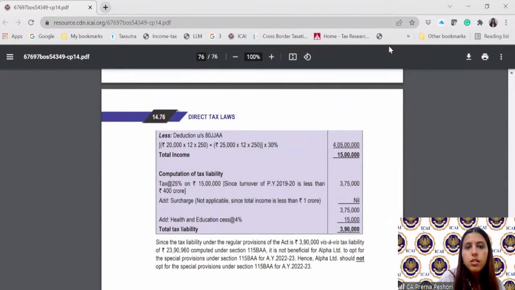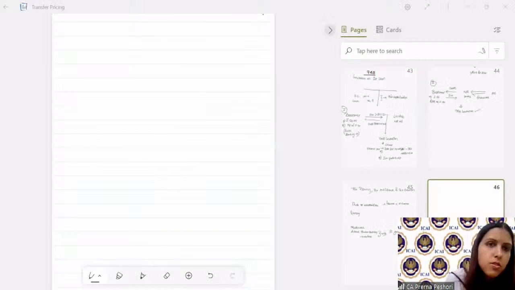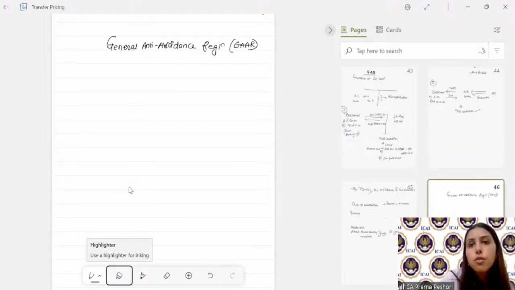Okay. Now we are proceeding towards the last part of this chapter, which is, as I told you, that earlier the judicial decisions used to guide, but since 2017, we have something called the General Anti-Avoidance Regulation, which is called GAR. This has been in effect from 2017 onwards.